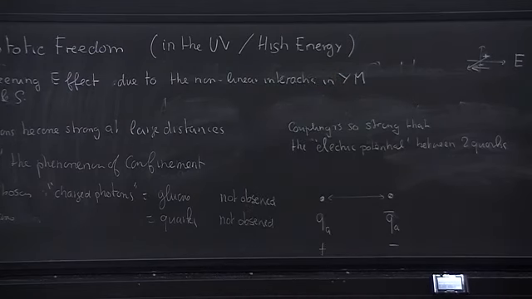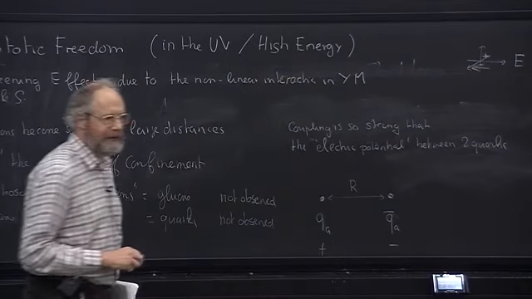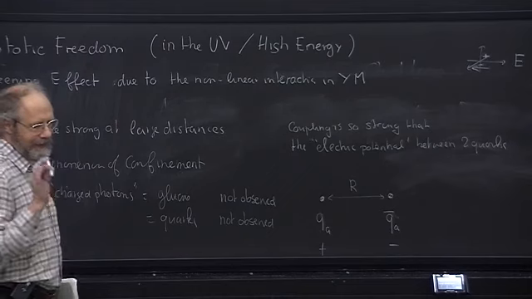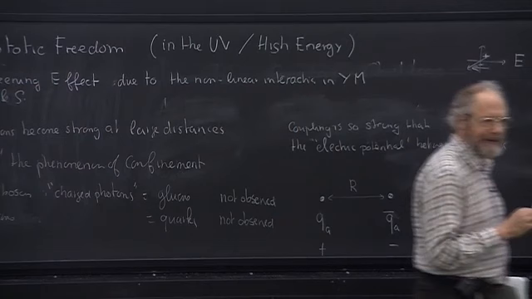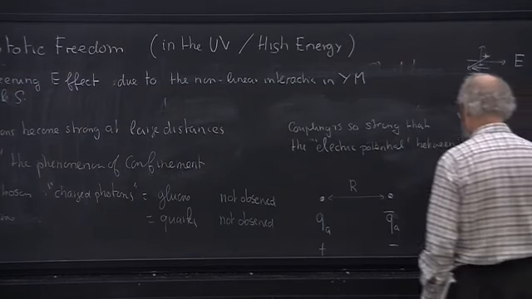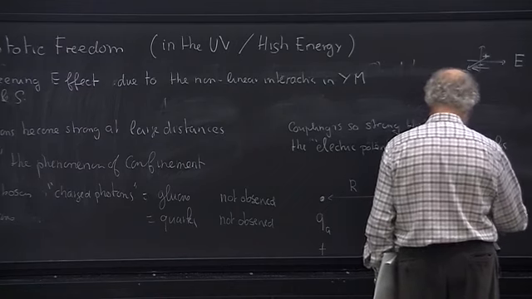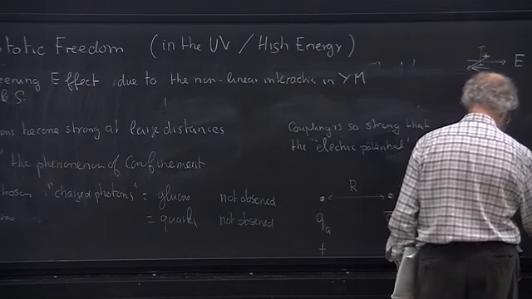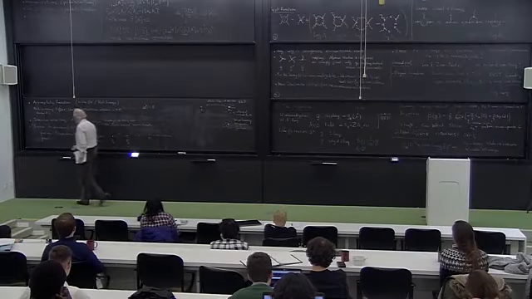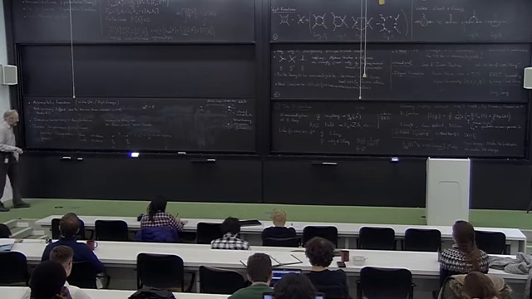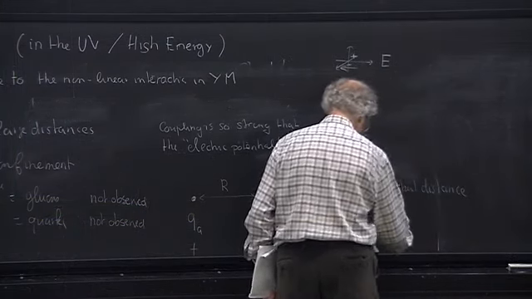And the point is that as a function of the distance, if this was QED, Coulomb, the potential would be just 1/r. The potential V(r) is expected to behave like 1/r at short distance. Okay. But there are a lot of arguments and calculations that indicate that V(r) behaves like r at large distance.